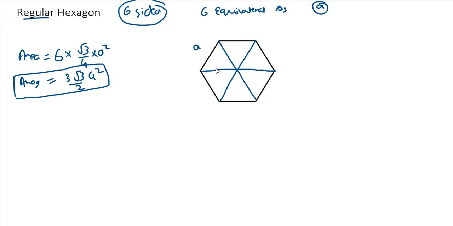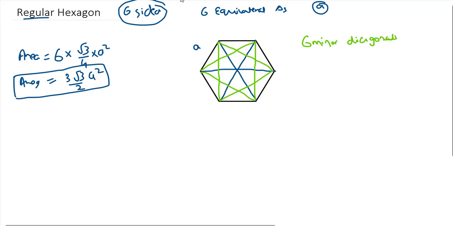In a regular hexagon, there are 3 major diagonals and 6 minor diagonals. So these ones in the blue are the major diagonals. Let's see which are the minor diagonals. If we join these two vertices, 1, 2, 3, 4, 5 and 6. So there are 6 minor diagonals and there are 3 major diagonals.